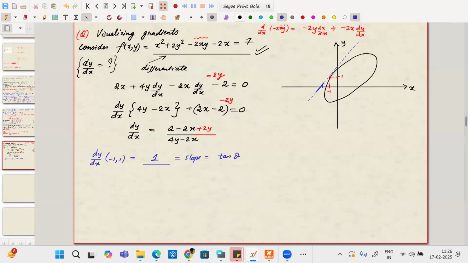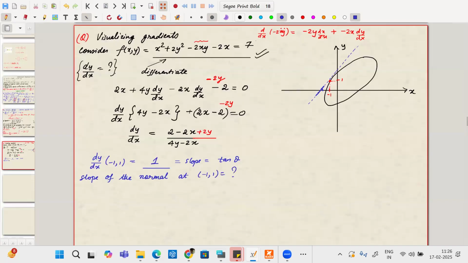Okay. But why are we learning about the slope? The idea is, now can we calculate, this is the slope of the tangent, can we compute the slope of the normal? Slope of the normal at minus 1 comma 1 is what? What should it be?